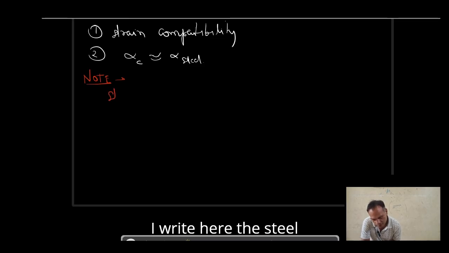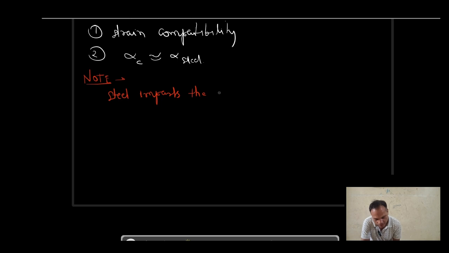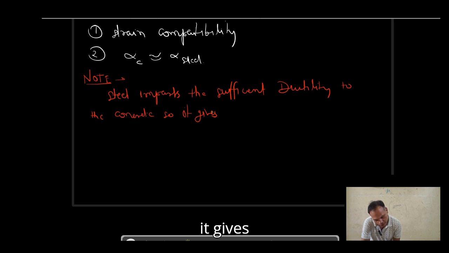So I write here: the steel imparts sufficient ductility to the concrete, so it gives prior warning before failure.